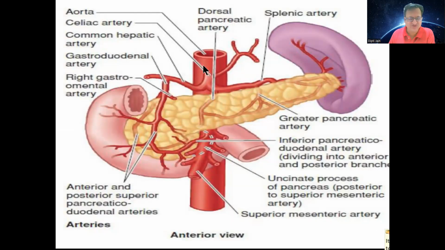Then aorta, you can see, is passing behind the pancreas. The tail of pancreas reaches up to the splenic hilum. Head of the pancreas is in close relationship with the second part of the duodenum. Posterior to the body of the pancreas, there is superior mesenteric artery, which passes behind the pancreas.